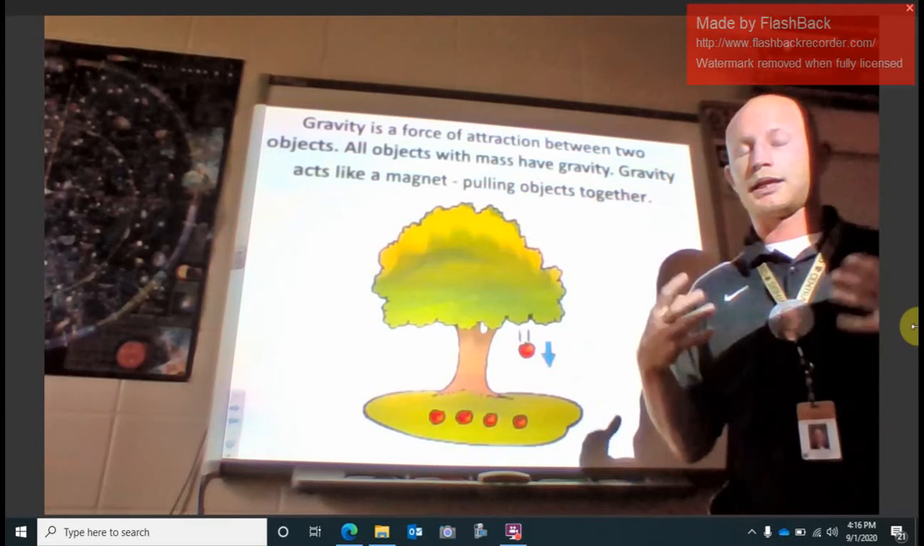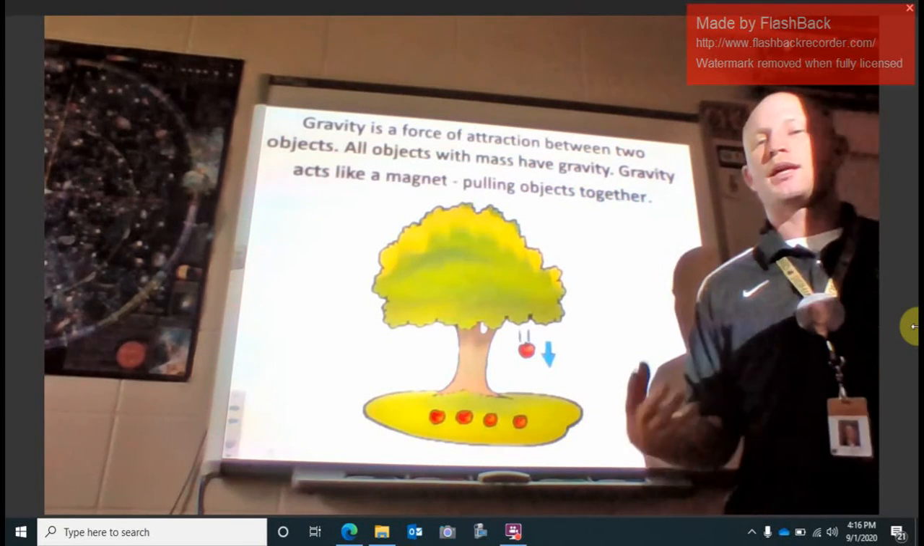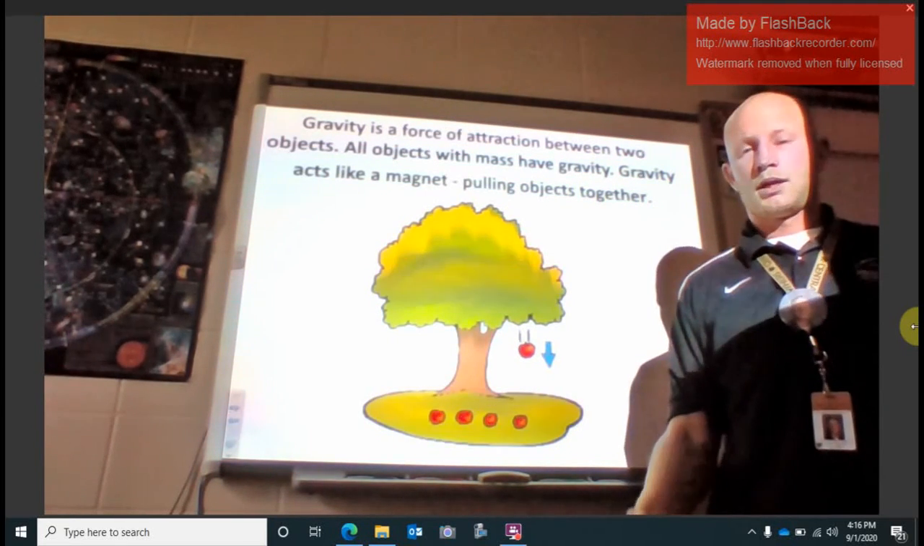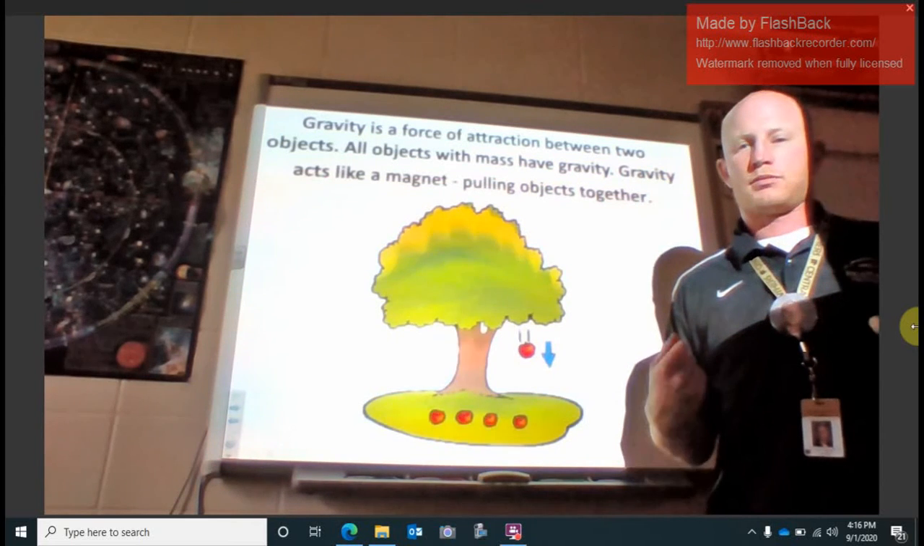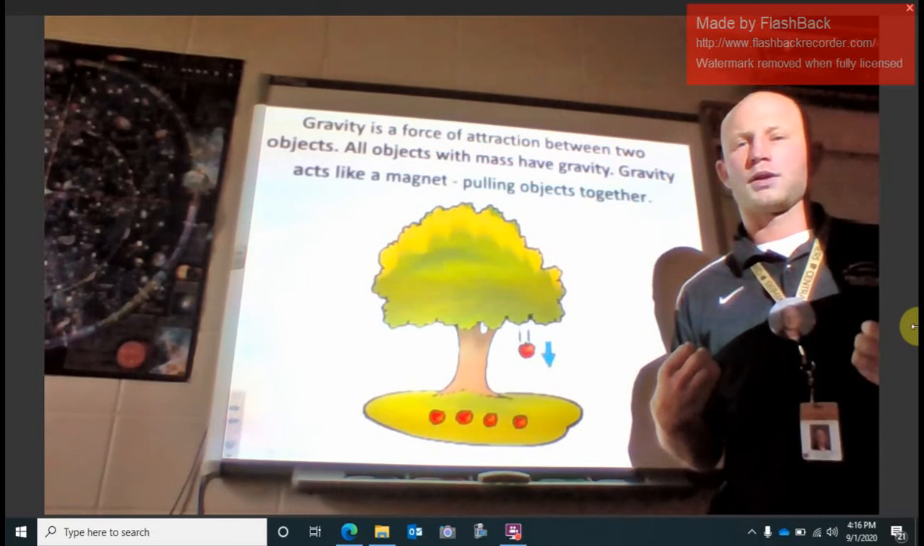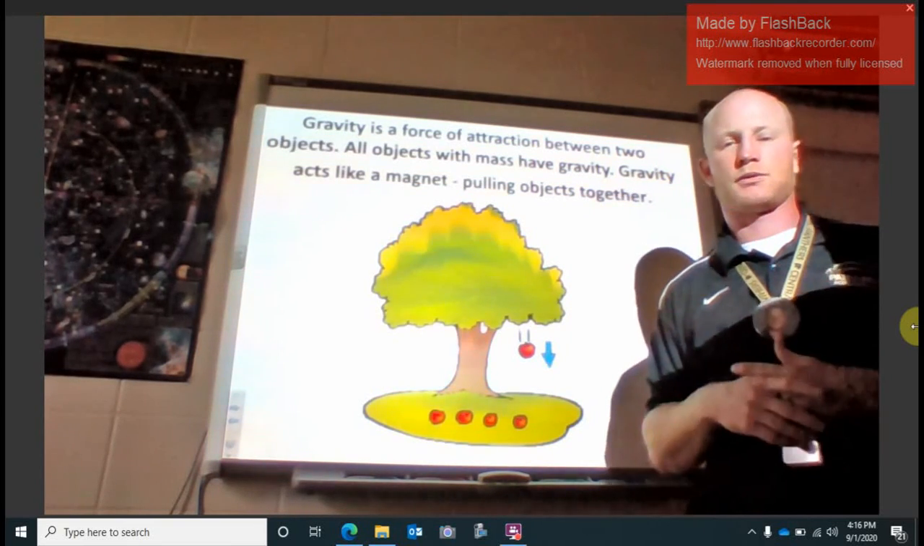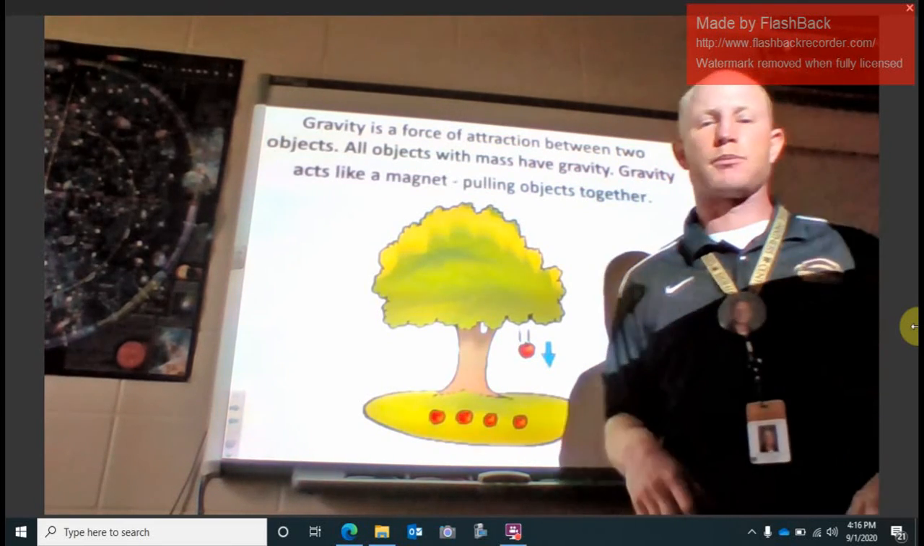So the Earth is not only pulling on me and pulling me to the surface, but I am also pulling the Earth to me. Even though I'm much, much less massive than the Earth, I'm still pulling the Earth to me. But since the Earth is a lot more massive than me, we feel that effect a lot more.